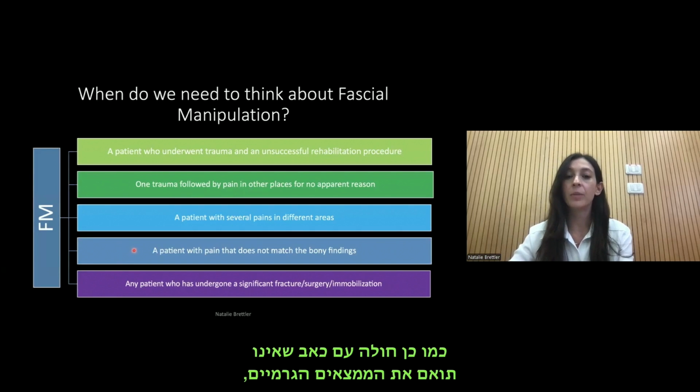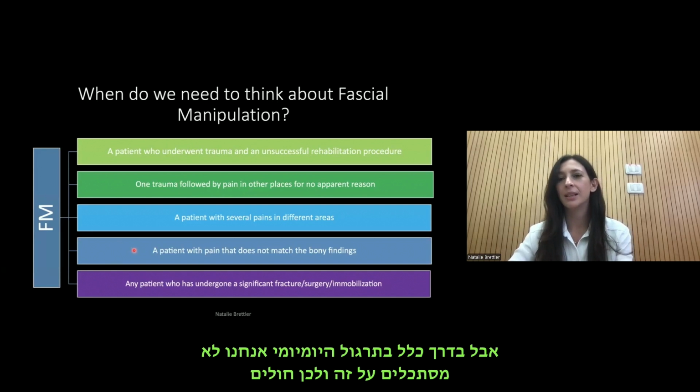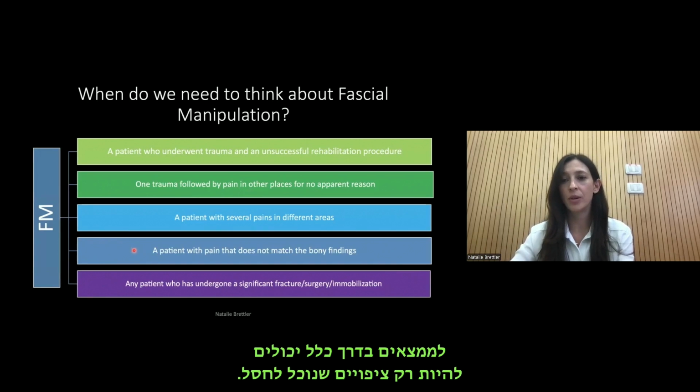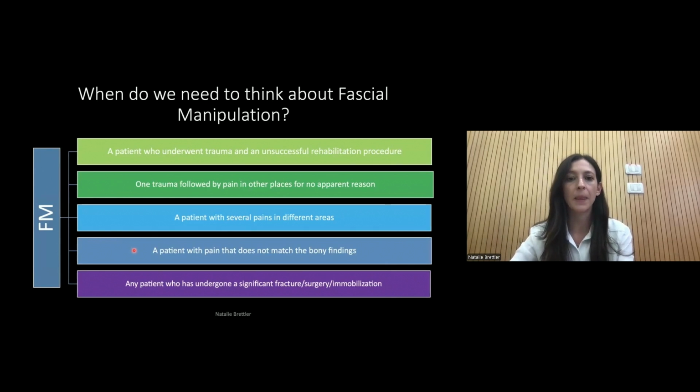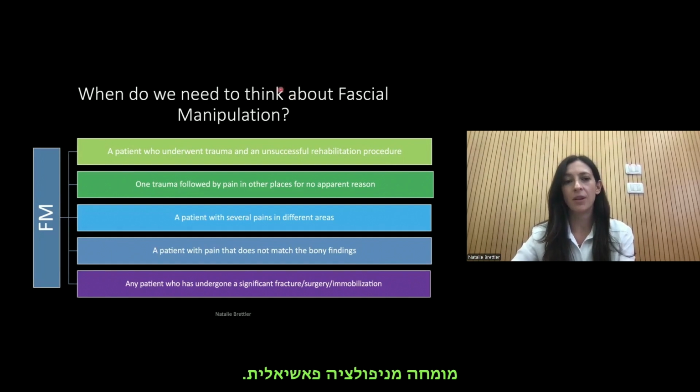Also, a patient with pain that does not match the bony findings. Again, no one checks the loose connective tissue usually, although we can see it, but usually in daily practice, we do not look at it. And therefore, a patient with pain that does not match the bony findings can usually just have densifications that we can eliminate. Any patient who has undergone a significant fracture, surgery, or immobilization should see a fascial manipulation specialist.